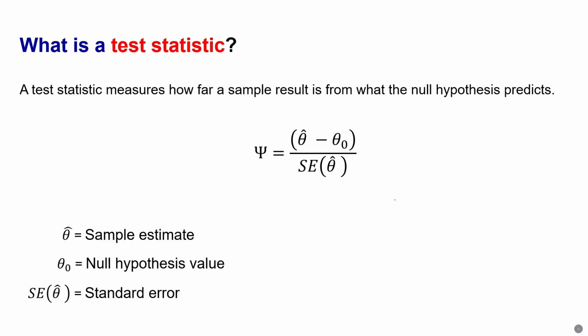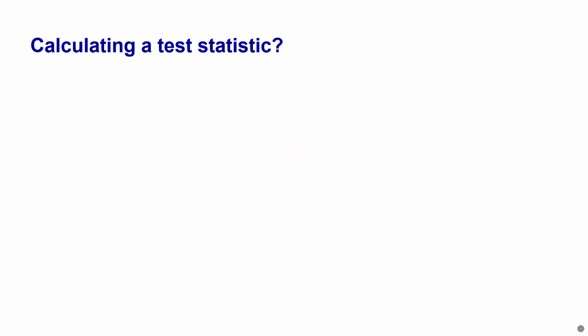In the end, this single number tells us how unusual our sample result would be if the null hypothesis were true. Let's work through a simple example. Suppose our null hypothesis states that the population mean mu is equal to 100. In this example, mu is the parameter of interest, and the value specified by the null hypothesis is represented by theta naught. Therefore, theta naught equals 100.